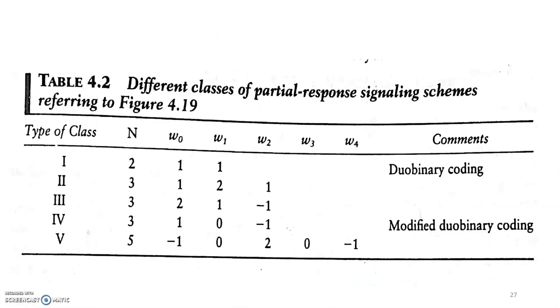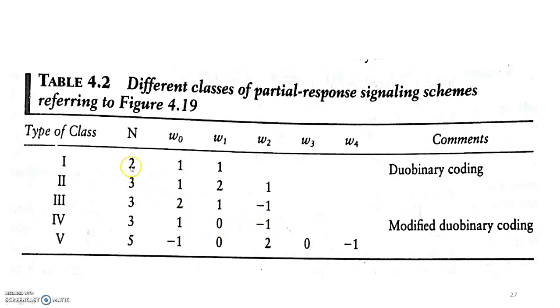So this table shows the different classes of partial response signaling: class 1, class 2, class 3, class 4 and class 5. We have already studied class 1, in which W0 equals 1 and W1 equals 1, that is duobinary signaling. And we have studied class 4. Class 4 is a modified duobinary signaling in which we have W0 equal to 1, W1 equal to 0 and W2 equal to minus 1.